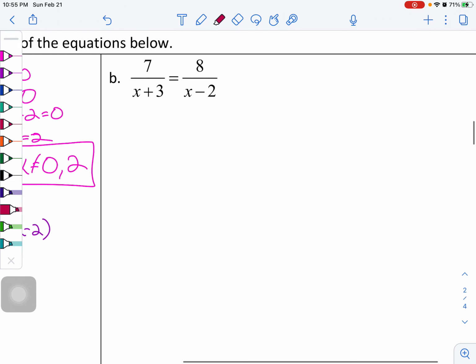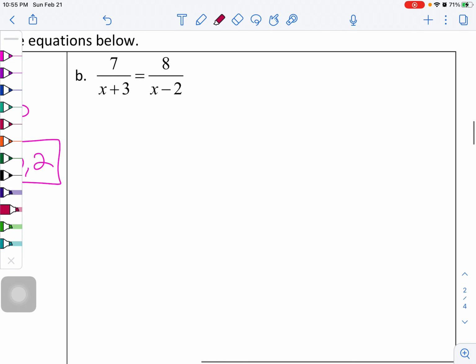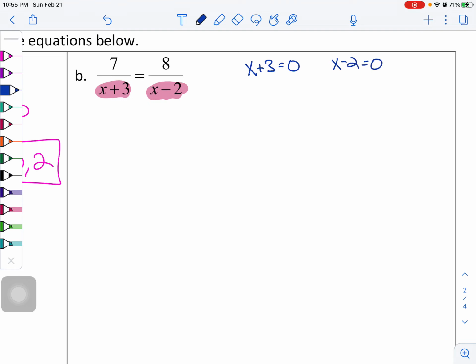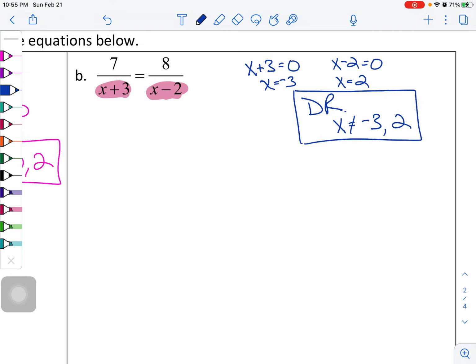Let's go ahead and see what part B looks like. Same kind of problem. I want to start, of course, with the domain restrictions. So take your 2 denominators here. There's only 2, which is kind of nice. Set each one equal to 0. So x plus 3 equals 0, x minus 2 equals 0. So that's going to give me x equals -3 and x equals 2. So my 2 domain restrictions are, x cannot equal -3 or 2. So those are my domain restrictions.